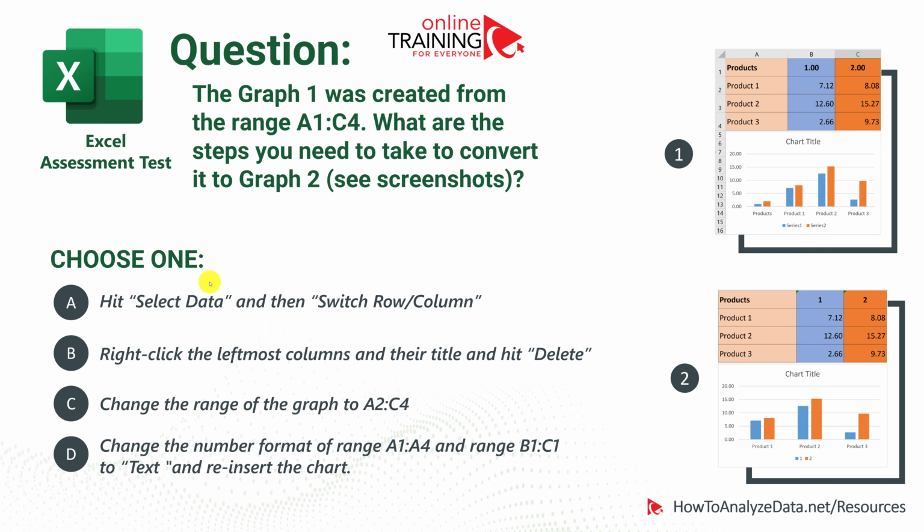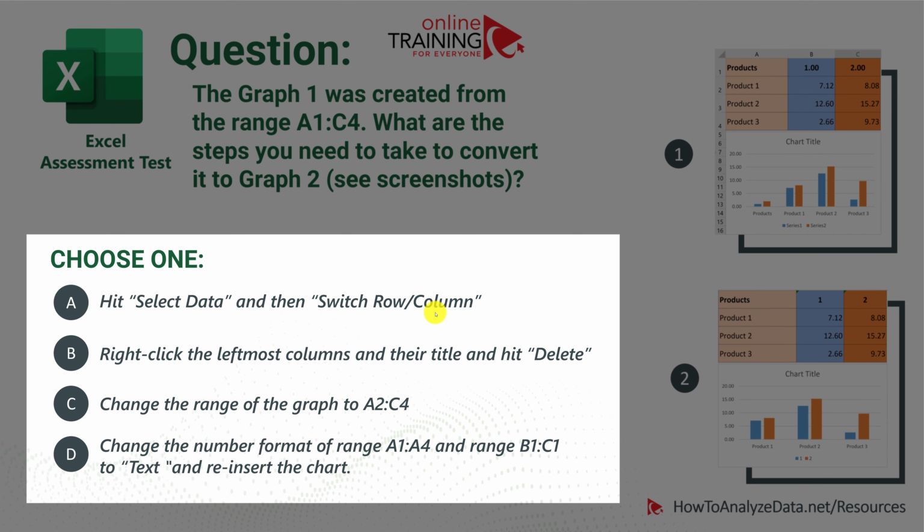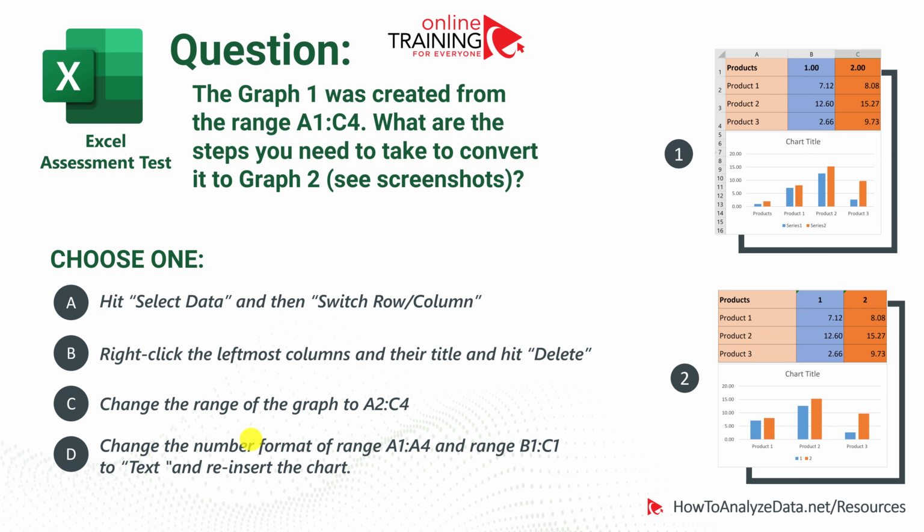There are four choices. Choice A, hit select data and then switch row and column. Choice B, right-click the leftmost columns and their title and hit delete. Choice C, change the range of the graph to A2 through C4, and then choice D, change the number format of range A1 through A4 and range B1 through C1 to text and reinsert the chart. Which one do you think is right?